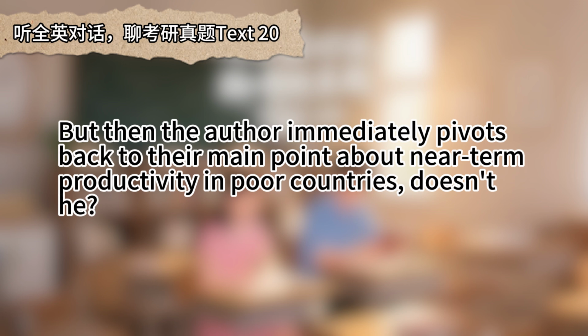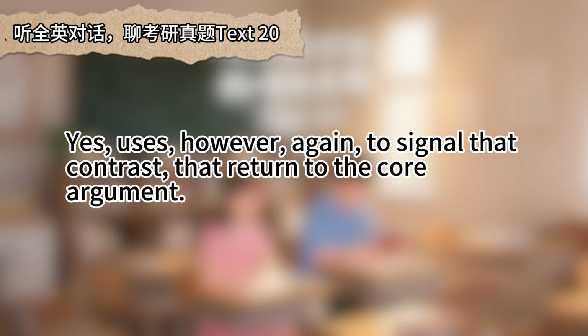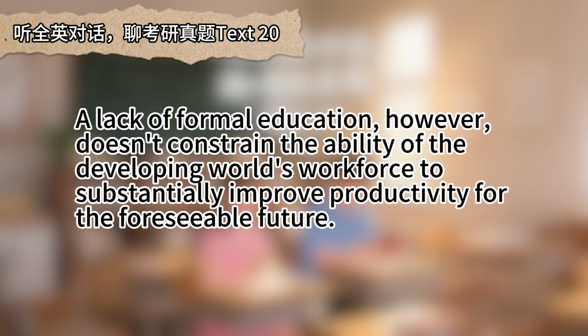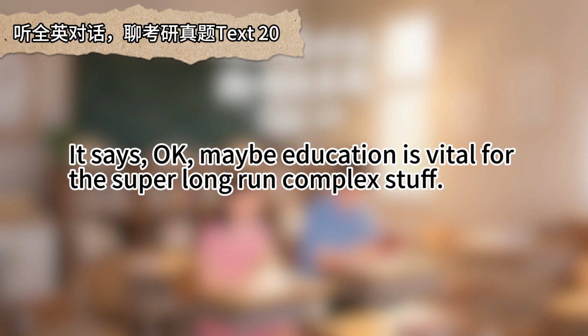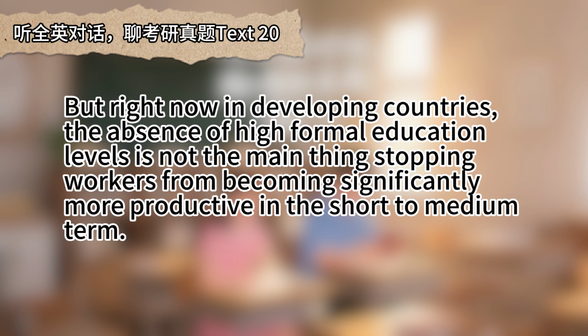So, okay, education might be needed for the deep, long-term foundational changes linked to politics and escaping poverty traps. But then, the author immediately pivots back to their main point about near-term productivity in poor countries, doesn't he? Yes, uses "however" again to signal that contrast, that return to the core argument. "A lack of formal education, however, doesn't constrain the ability of the developing world's workforce to substantially improve productivity for the foreseeable future." That sentence feels really important.